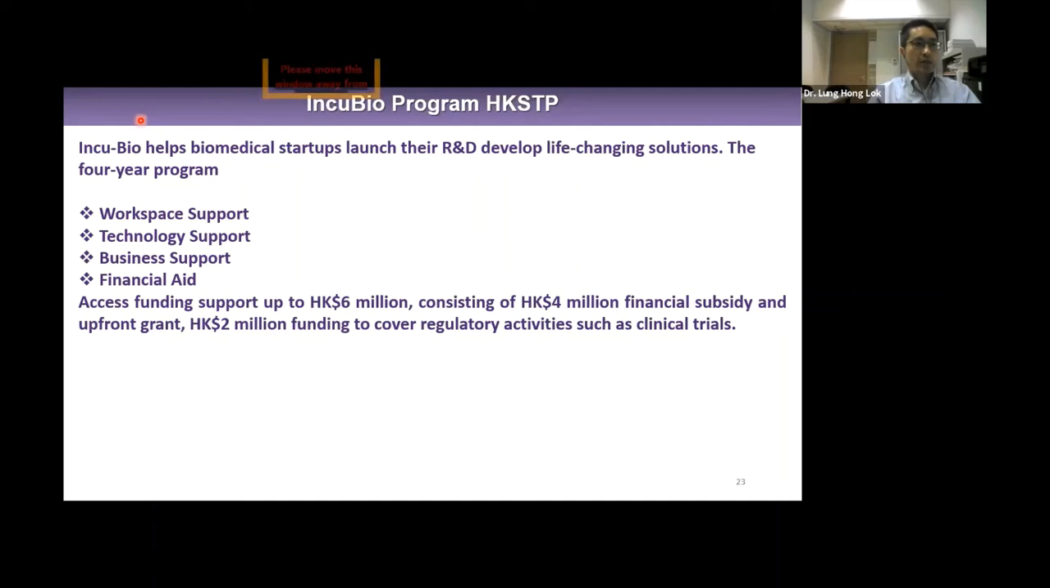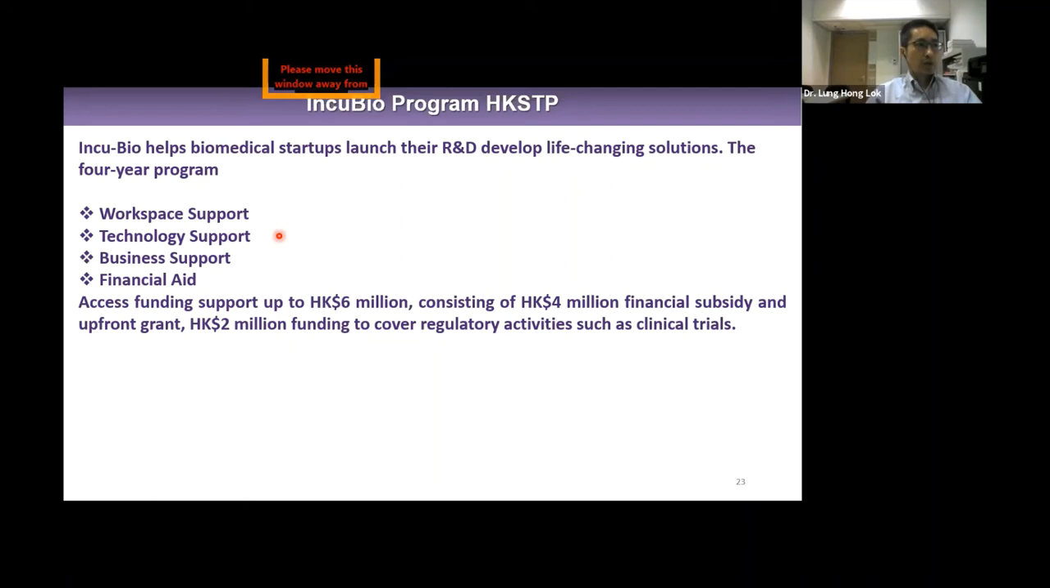So it's a four-year program. They're going to support four areas: workspace support, including a lab bench to do the research experiments, and they also give us an office for administration staff to do the paperwork. And also there is different kinds of high-end, low-end, routine equipment in the Hong Kong Science Park, so it's quite convenient to use. And they will try to minimize the cost of using the equipment.